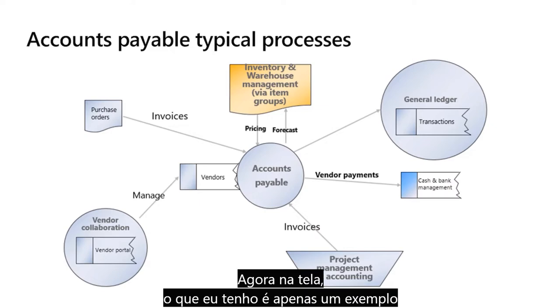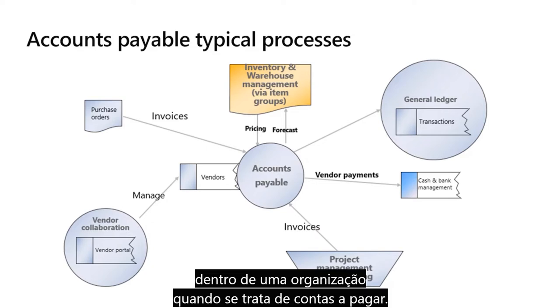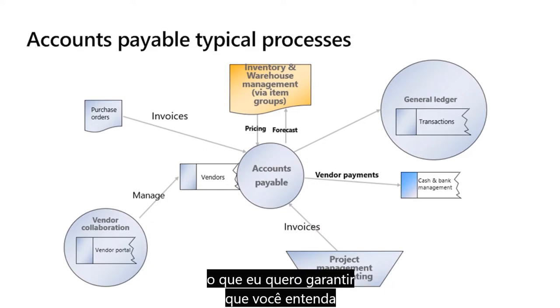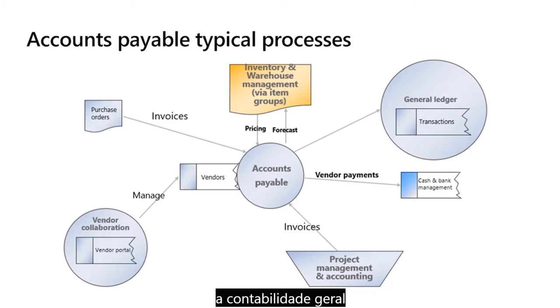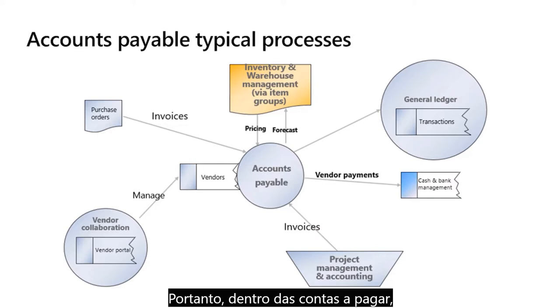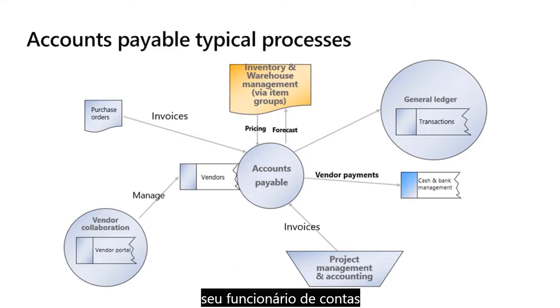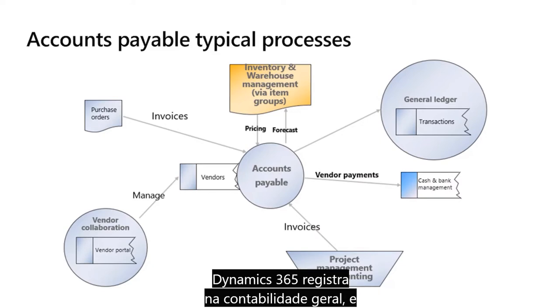Now, on the screen, what I have is just an example of the typical business process within an organization when it comes to account payable. But what I want to make sure that you understand is that with accounts payable, the general ledger is a record of all of the invoices and payments and transactions. And so within accounts payable, you're matching the orders to the invoices to see if you should pay that vendor invoice. And when that invoice is due, your accounts payable clerk is generating that payment, which Dynamics 365 records to the general ledger, and that's going to impact your cash and bank statements.